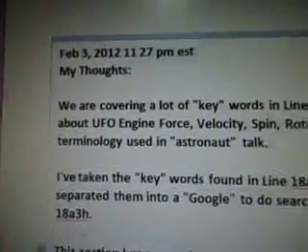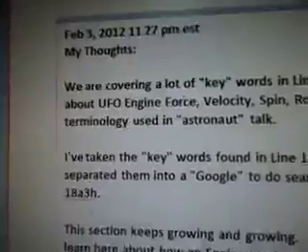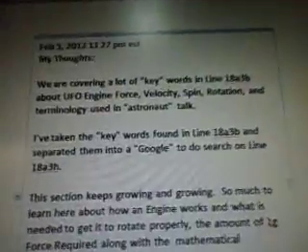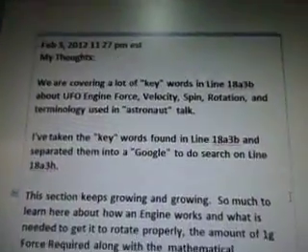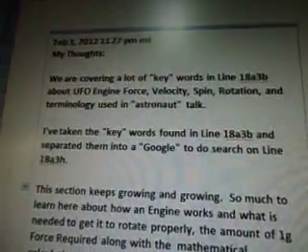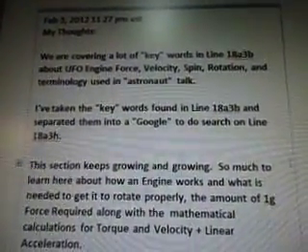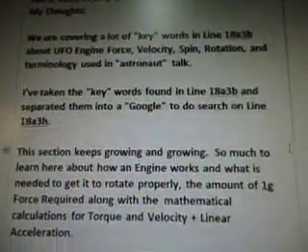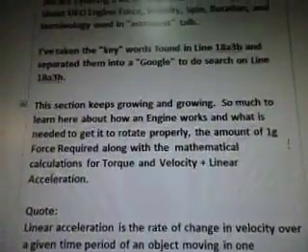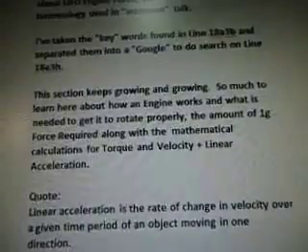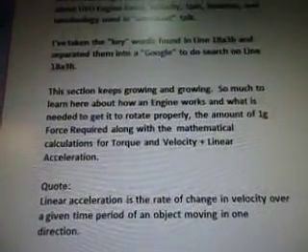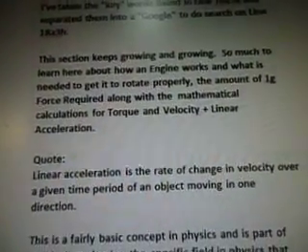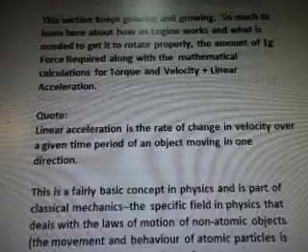Okay, so February 3rd, 2012, 11:27 p.m. Eastern Standard Time, my thoughts. We are covering a lot of keywords in line 18A through B about UFO engine force, velocity, spin, rotation, and terminology used in astronaut talk. I've taken the keywords found in line 18A through B and separated them into a Google to-do search on line 18A through H. This section keeps growing and growing. So much to learn here about how an engine works and what is needed to get it to rotate properly, the amount of 1G force required, along with the mathematical calculations for torque and velocity plus linear acceleration.